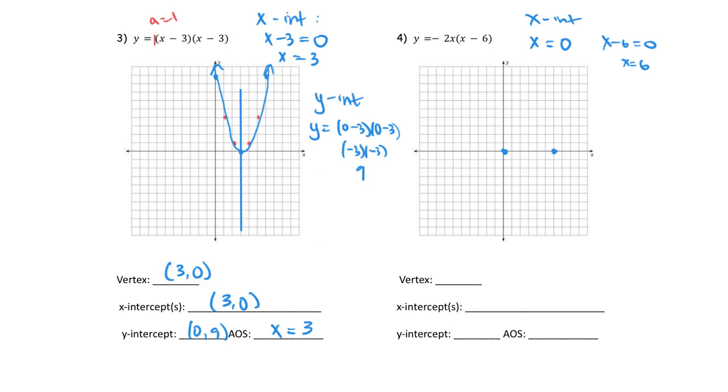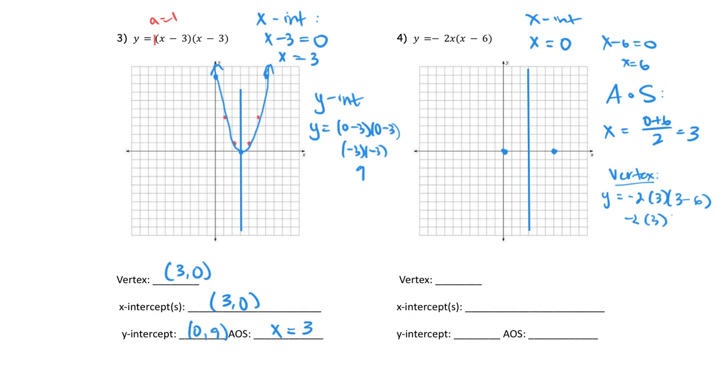To find the axis of symmetry, you can look between those two values or take your 0 plus 6 and divide by 2, and you get 3. Let's sketch that in. Then we'll find our vertex. And so I've just plugged in my 3 for x here and here. To simplify, -2 times 3 times -3 is going to come out to +18.